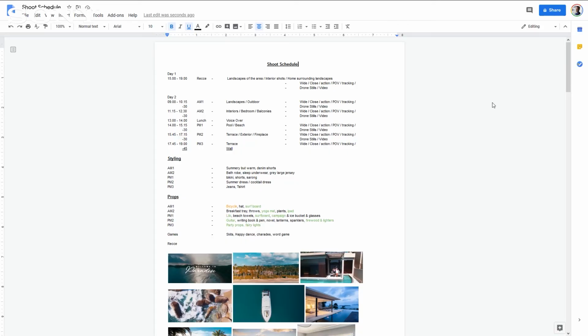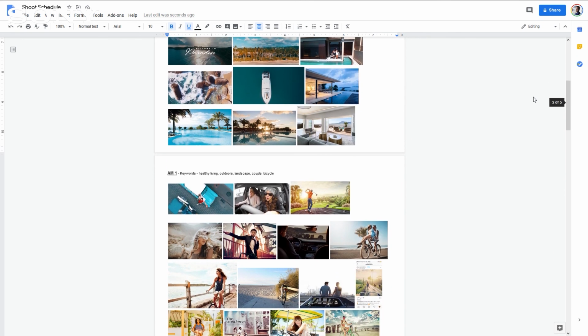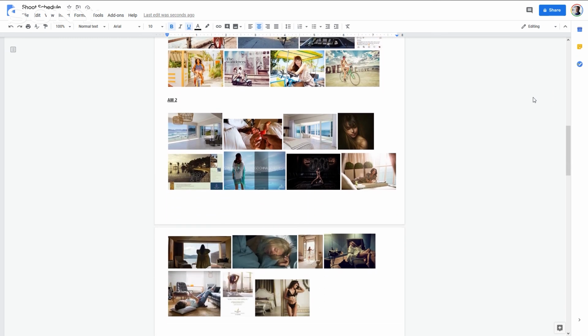And once we've conceptualized all this and we've got it all down, it comes to sticking it into a shoot schedule. As you can see, our shoot schedule is quite complex, but it also gives us a lot of space for play.